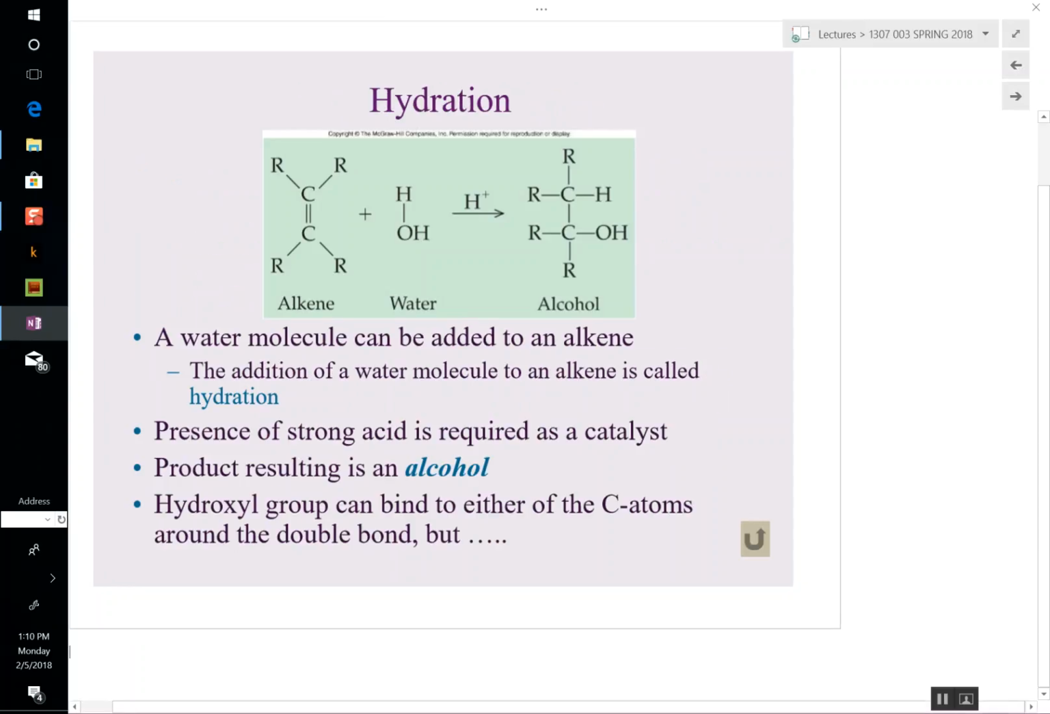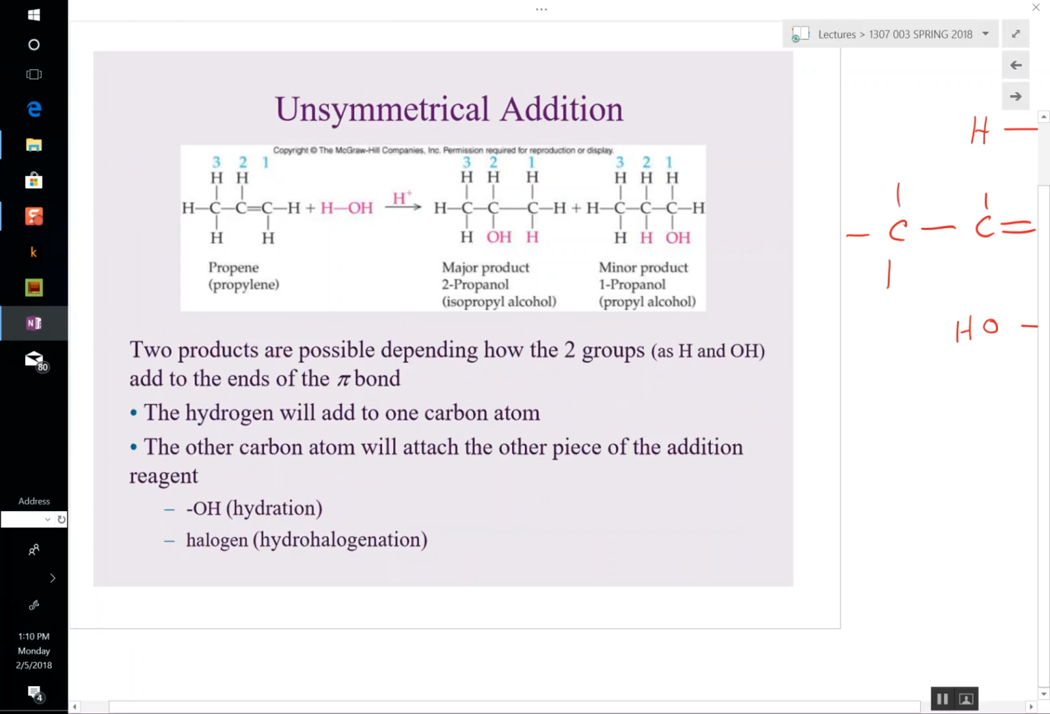Okay, let's go back and look at these two products and see if that's what's happening. Here's the major product. Where did the hydrogen go? It went to the carbon that had two hydrogens on it. It did not go to the carbon that had only one hydrogen on it, at least not most of the time. In most cases, the hydrogen went to the carbon with the most hydrogen, and the OH went to the other carbon. That's the major product.